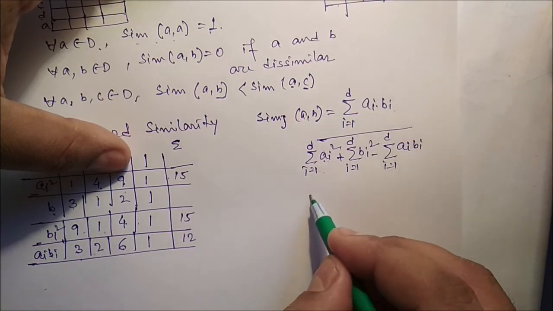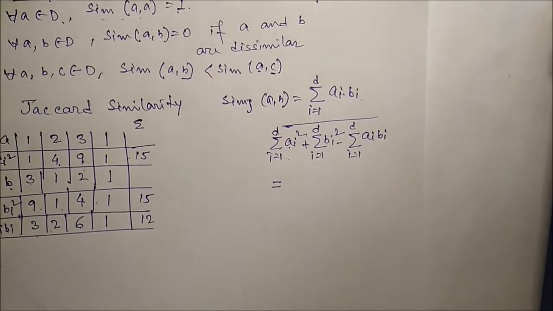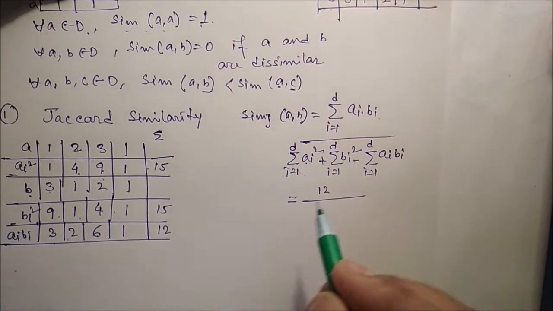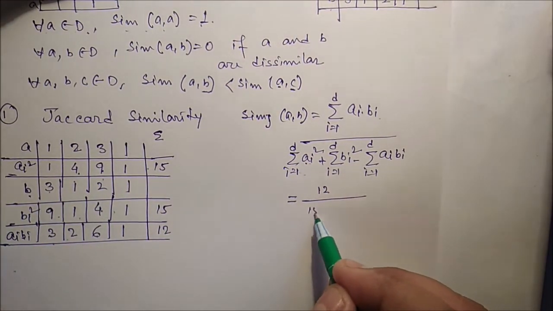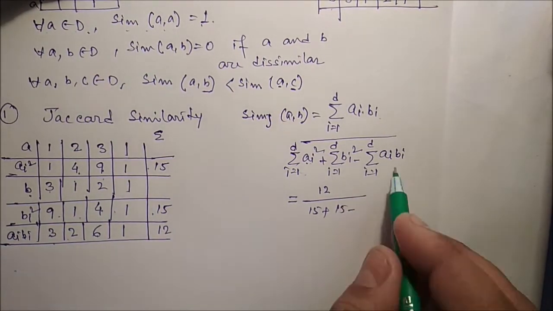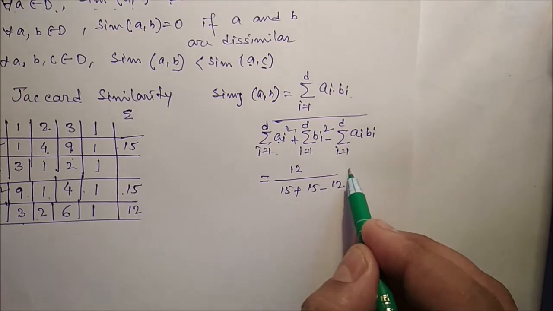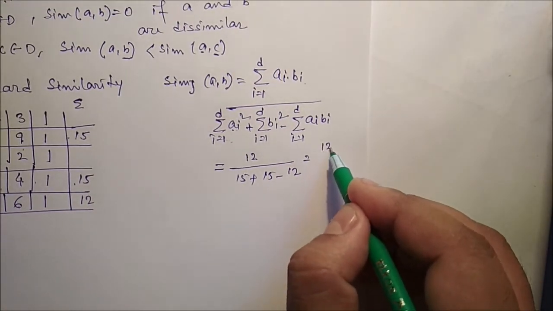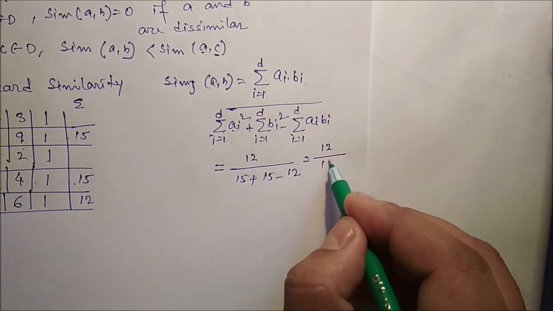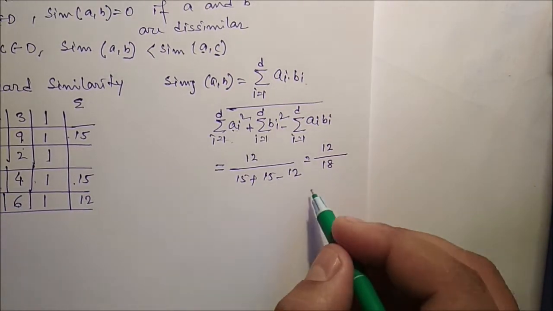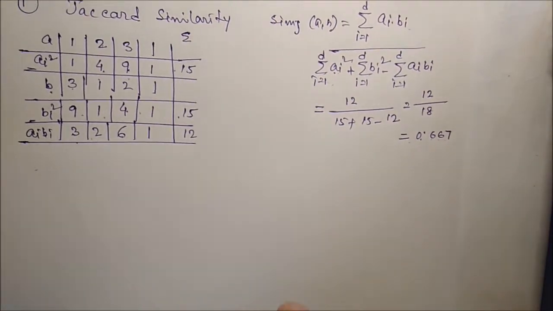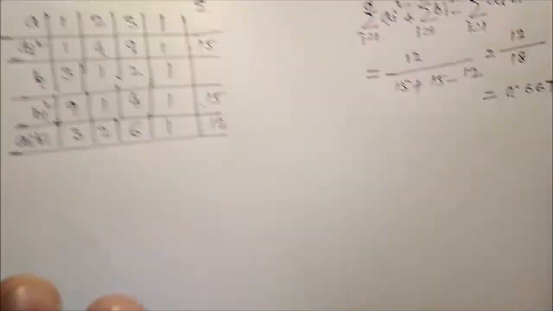So we have to put all the values here. Summation of AiBi, what is it? It is 12. Summation of Ai square is 15. Summation of Bi square is also 15. Minus AiBi, that is 12. So we can write 12 divided by 15 plus 15 minus 12, which is 3, so 18. So the answer is 0.667. Okay, so this is what Jaccard similarity is.